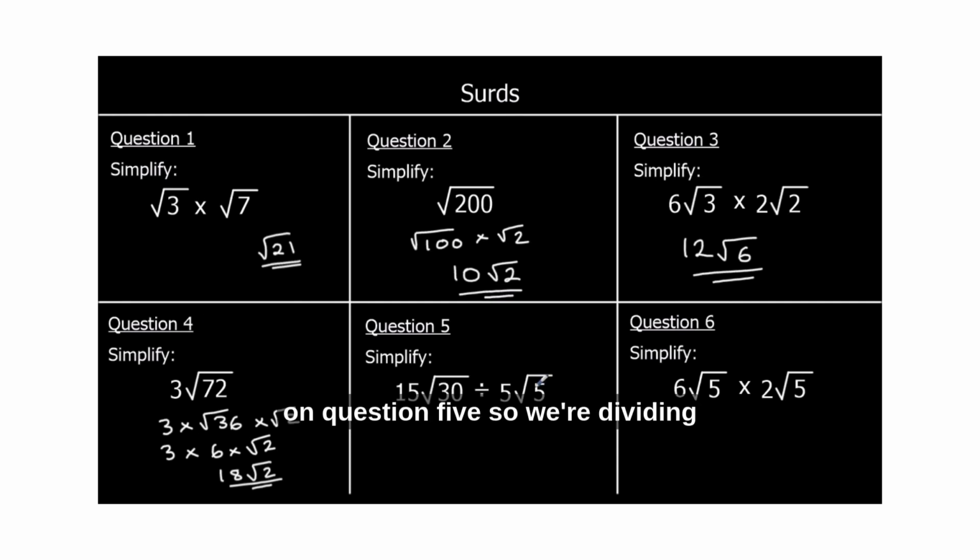Carrying on, question 5. So we're dividing. So 15 root 30 divide by 5 root 5. Divide the ordinary numbers. 15 divided by 5 is 3. Root 30 divided by root 5 is root 6. So 3 root 6.